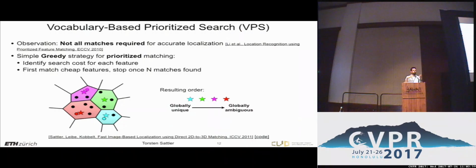You would first look for unique structures in an image, and then if you can't find anything for them, you continue to less and less unique structures until you end with repetitive elements. So in this sense, it's similar to the classical inverse document frequency weighting used in image retrieval.